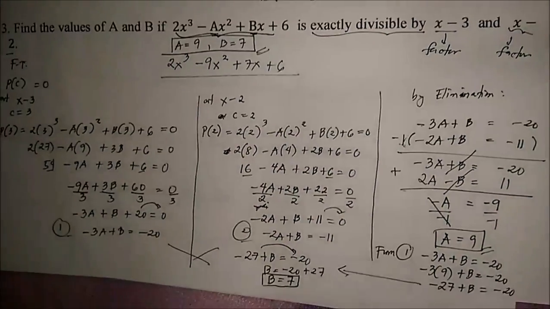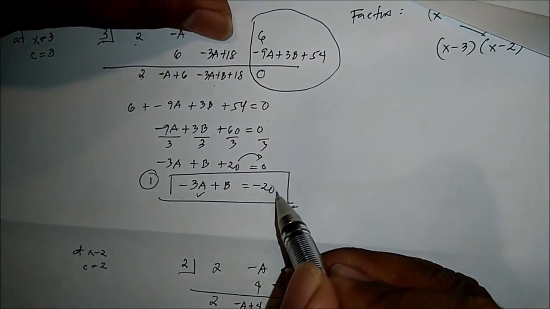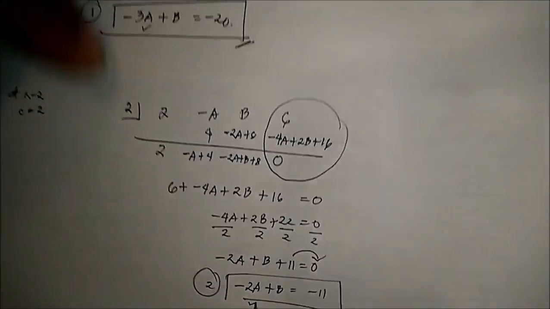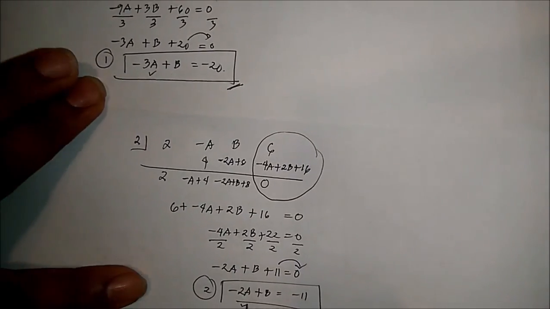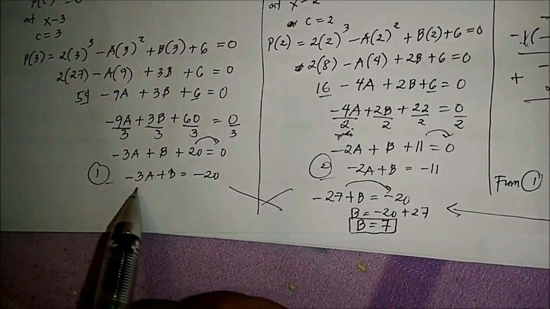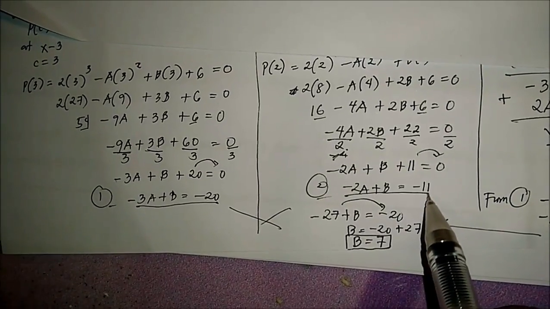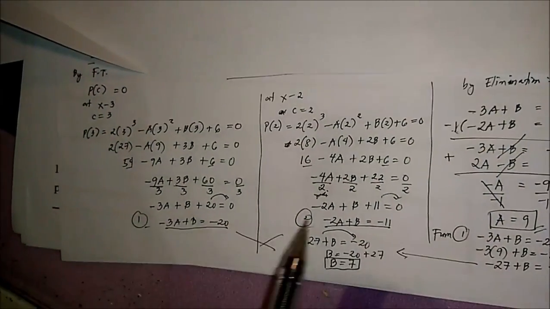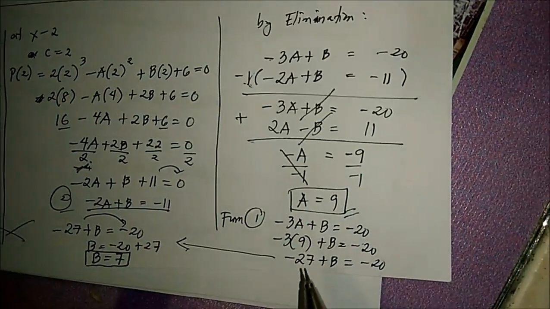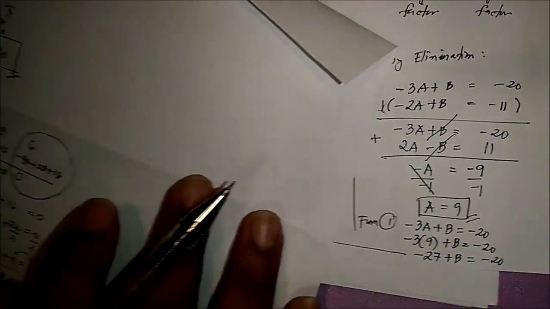O, pansinin nyo ha. Yung equation 1 ko na negative 3a plus b equals negative 20 and the equation 2 ko na negative 2a plus b equals negative 11 are the same doon sa equation na na-form natin in the previous solution. Ito yung previous solution. Negative 3a plus b equals negative 20 and negative 2a plus b equals negative 11. So, after nyo na ma-form yung equation, use elimination. Babalikan mo lang yung ginawa natin during the elimination method. Okay, so that's one way by synthetic division.